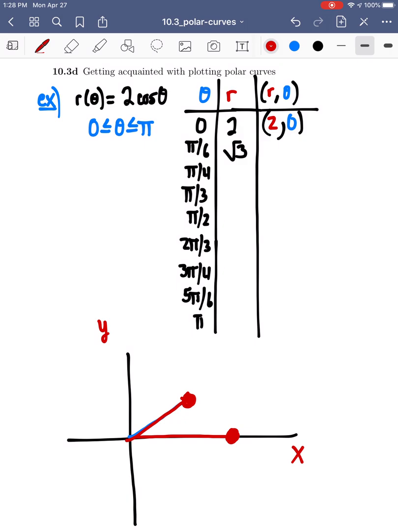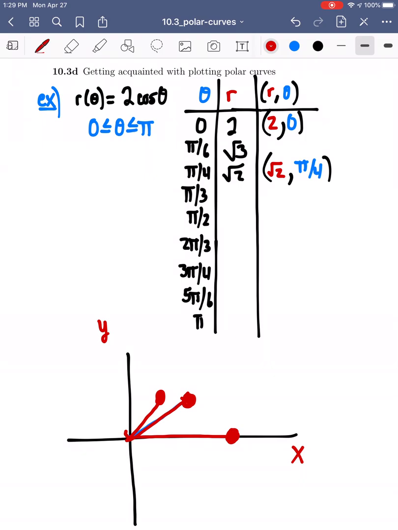All right, so let's go to pi over 4. r is equal to 2 times the cosine of pi over 4, which in this case, well, that's square root of 2 over 2. So we're at a distance of r equals square root of 2 from the origin at an angle of pi over 4. So let's go ahead and check that now. At an angle of pi over 4, we're somewhere around here. And if we're a distance of square root of 2 away, square root of 2 is slightly smaller than square root of 3. So at that particular angle, maybe we're somewhere like this.